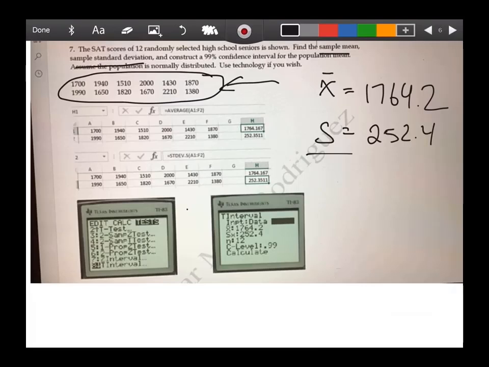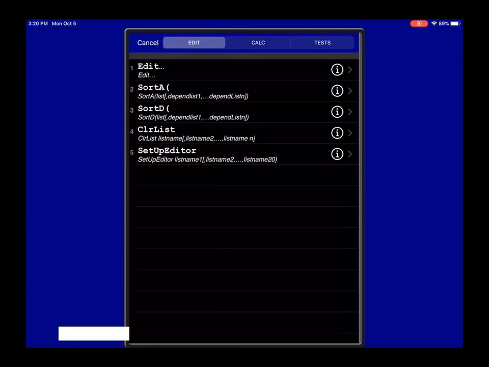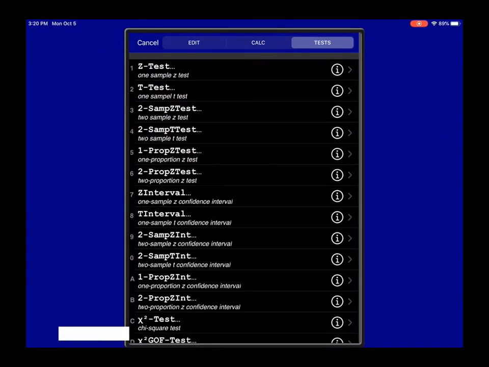Okay. All right. So now the next thing we're going to do, I'm going to do this the same way that I have here. I'm going to do this the same way on my app. Okay. So I'm going to go back to my stat button. I'm going to go to test, and then I'm going to select T interval. Okay. And remember, we're looking for a 99% confidence interval. Okay. So my confidence interval is going to be 99%, which is the same thing as 0.99. Okay. So let me come back here. Let me go to stat. I'm going to go to tests, and I'm going to go to T interval.